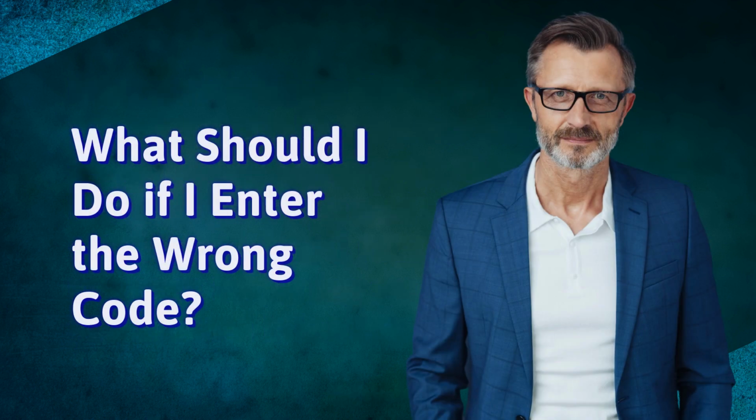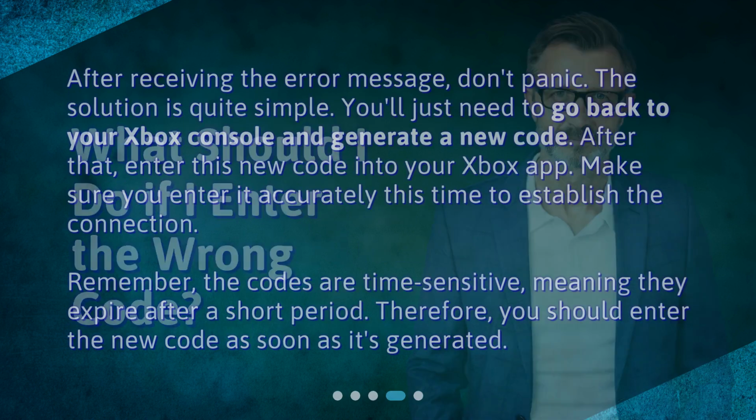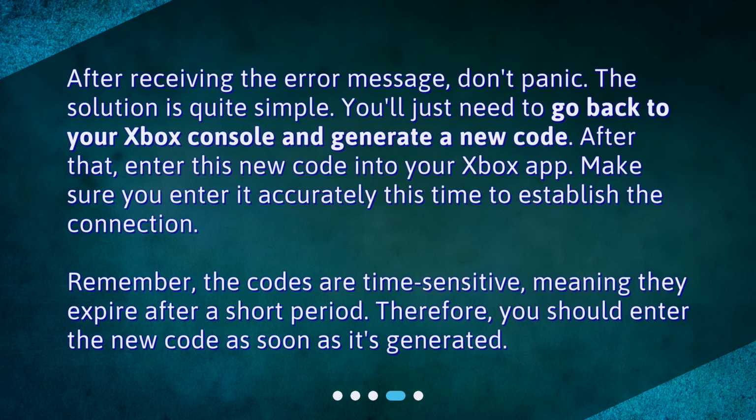What should I do if I enter the wrong code? After receiving the error message, don't panic. The solution is quite simple. You'll just need to go back to your Xbox console and generate a new code. After that, enter this new code into your Xbox app. Make sure you enter it accurately this time to establish the connection. Remember, the codes are time-sensitive, meaning they expire after a short period. Therefore, you should enter the new code as soon as it's generated.